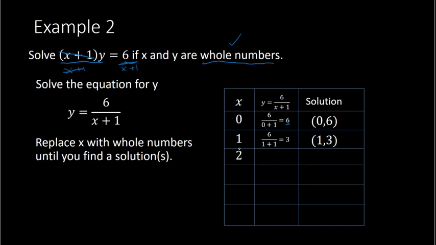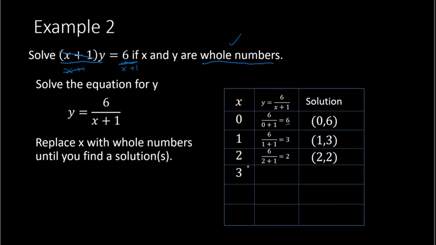Next we can plug a 2 in. So plug a 2 in for x. Now we have 6 over 2 plus 1, which is going to be 6 over 3, which is equal to 2. So x is 2 and y is 2, so my solution is 2, 2.